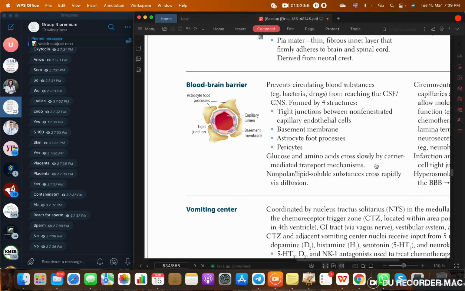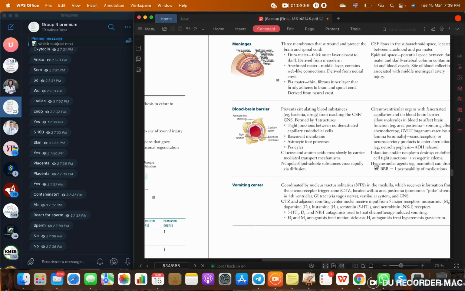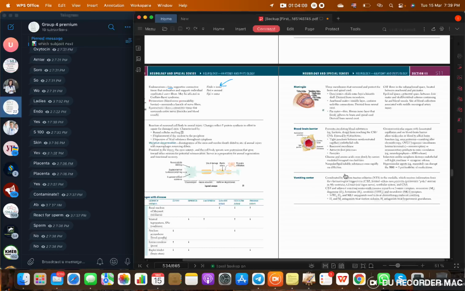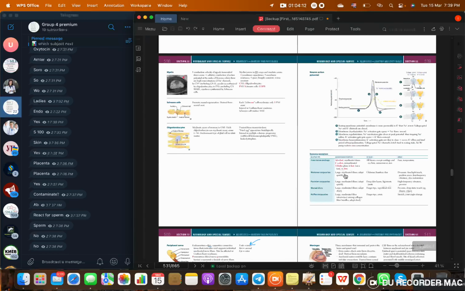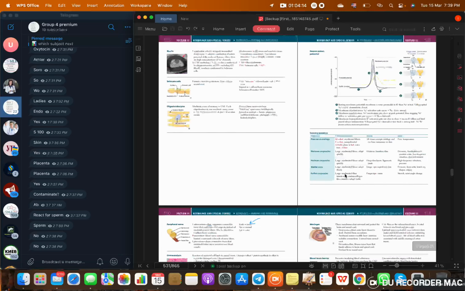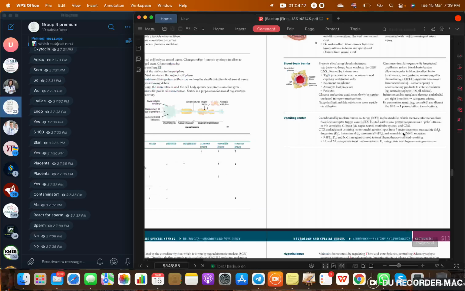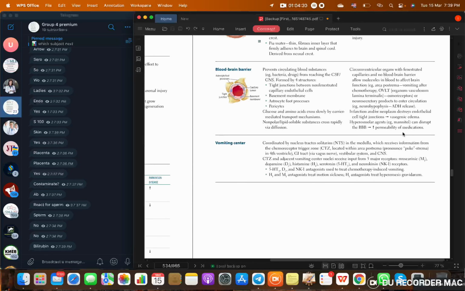Glucose and amino acids cross slowly by carrier-mediated transport mechanism. So yeah, they are just going to go in, amino acids and glucose, because the brain does need them. Non-polar lipid-soluble substances can also cross easily. So you're like, nice. So you are telling me that if somebody has some type of lipid-soluble medication, it can go directly to the brain? The answer is yes. What about hydrophilic particles? No. Lipophilic? Yes.